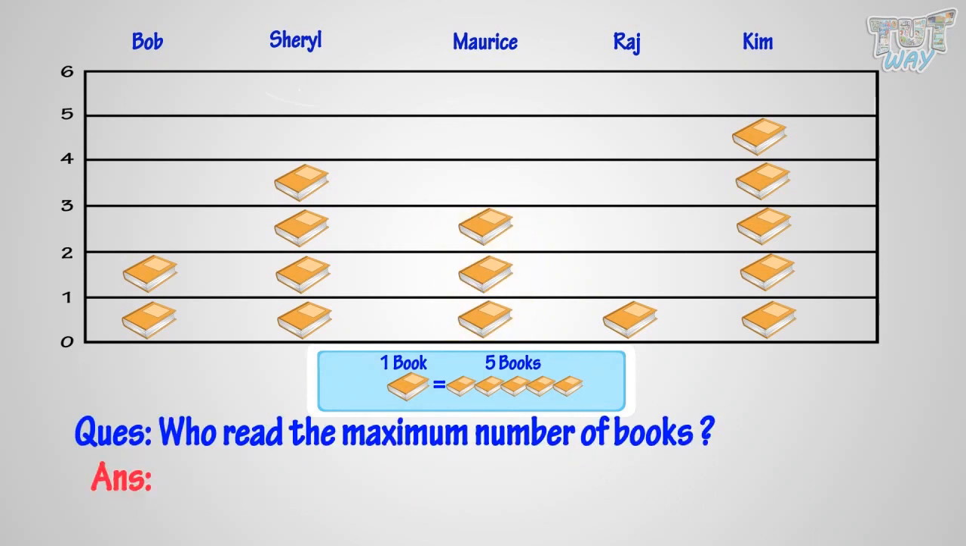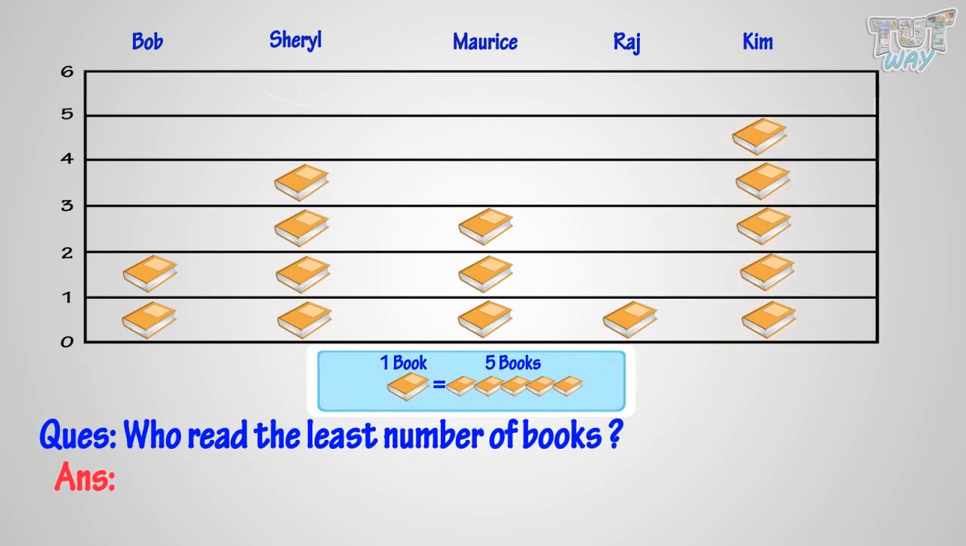Now, who read the maximum number of books? There are 5 book symbols against the name of Kim, which is most of all. So Kim read the maximum number of books. 1 book stands for 5 books here, so Kim read 5 times 5 equals 25. That is 25 books, which is the most of all.